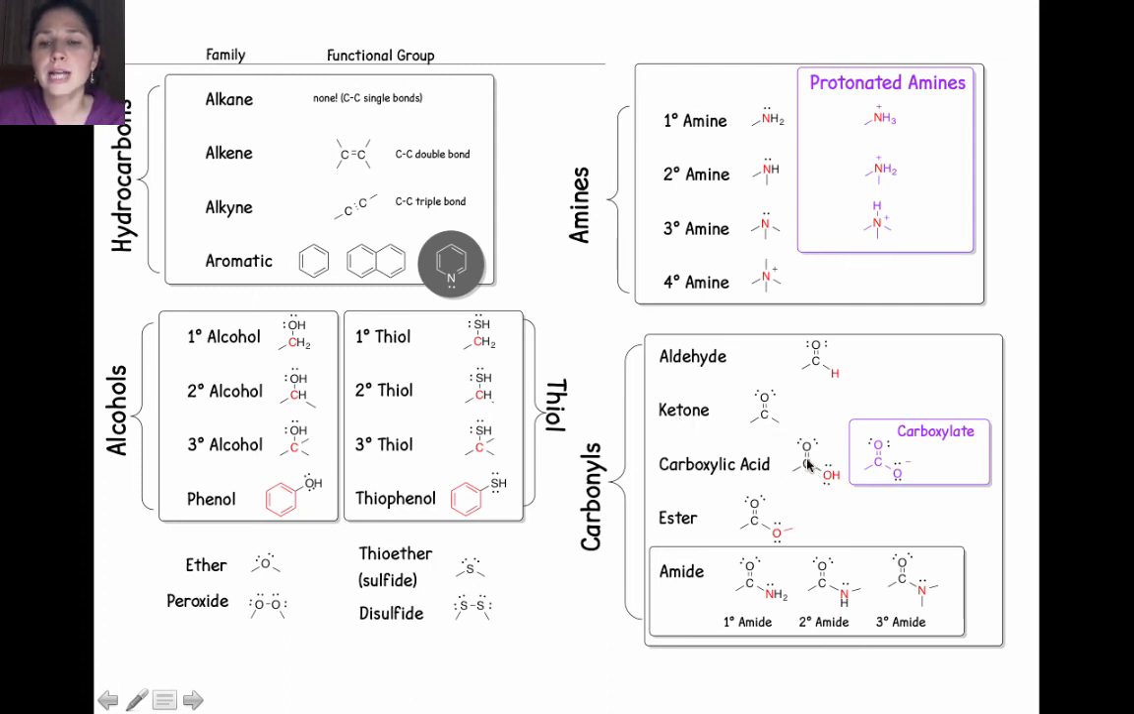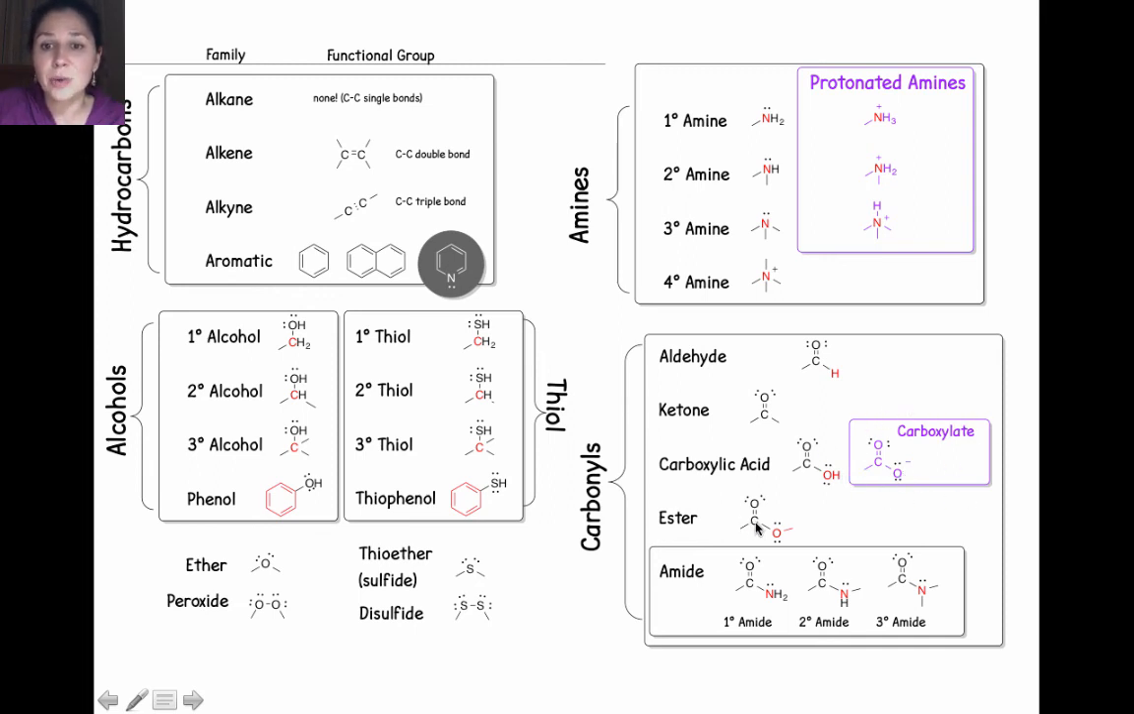When the carbon's attached to an alcohol, now this is a new functional group that's kind of like two functional groups together, right? An alcohol and a carbonyl. When those things are attached, they're called a carboxylic acid. And if the hydrogen is not there, you have a negative charge on oxygen, it's called a carboxylate.